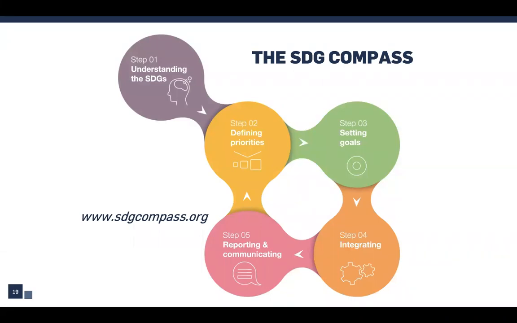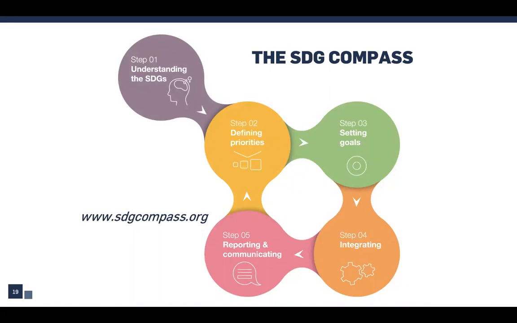Having set targets, they need to be integrated into your company. A great example here is SSE, the big energy company. They've linked senior management remuneration to achieving their own goals linked to the SDGs. That's how you integrate this agenda. There's a high level of motivation there now to move forward on this.